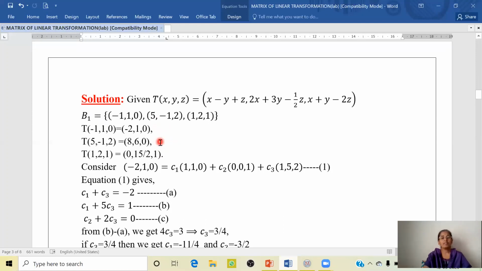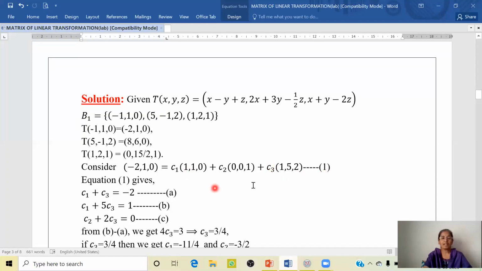Now we can express each of these vectors as a linear combination of the basis elements of B2. So to begin with, let us take the first element (minus 2, 1, 0) and express that as a linear combination of the basis elements belonging to B2. So we can write (minus 2, 1, 0) as C1 into (1, 1, 0) plus C2 into (0, 0, 1) plus C3 into (1, 5, 2). Name this as expression 1.